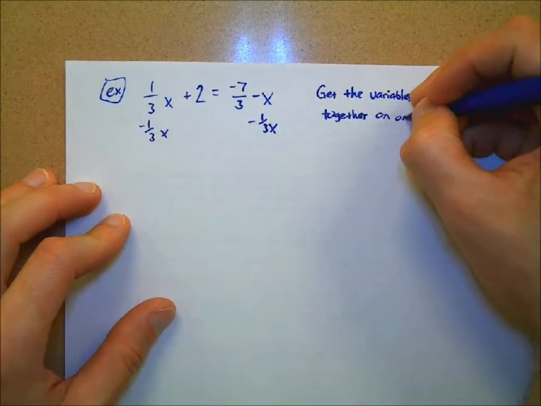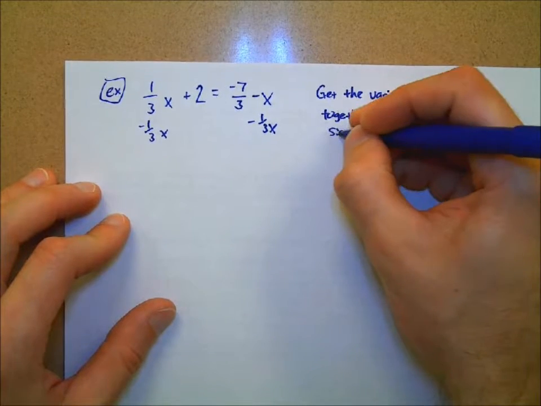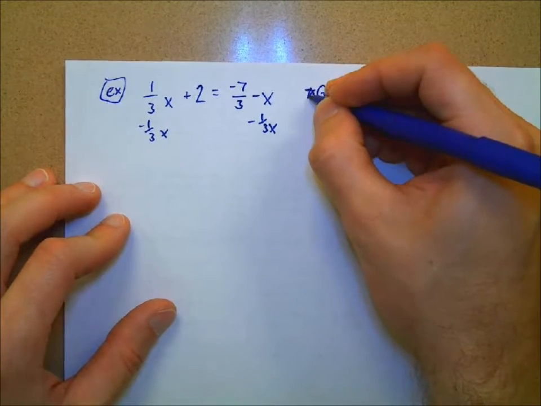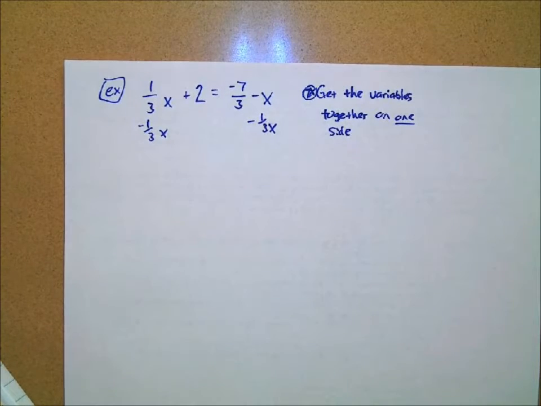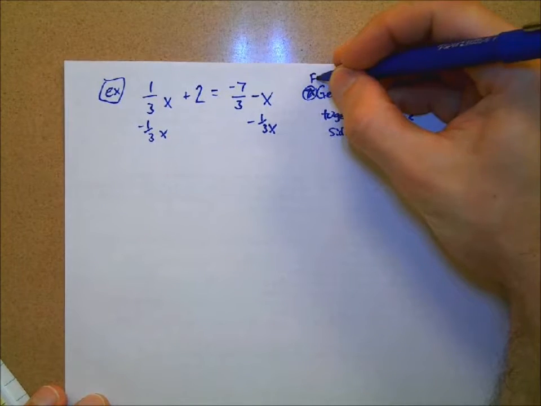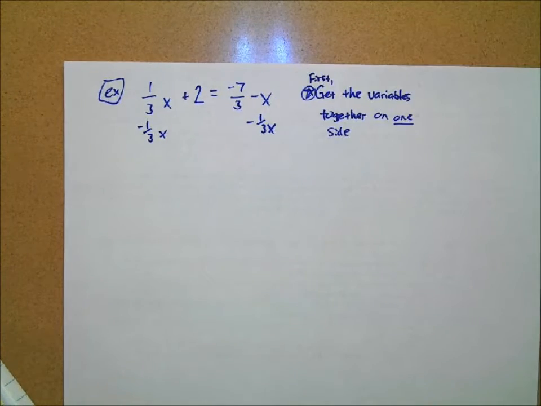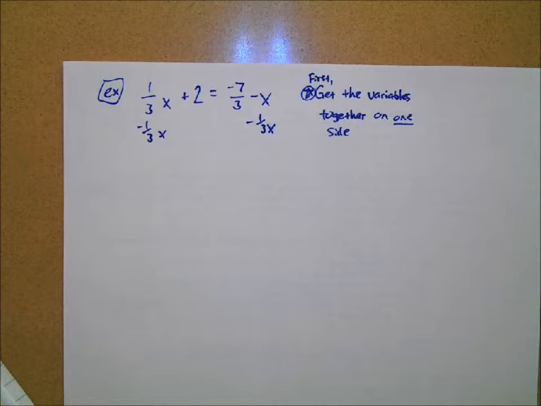On one side. Okay? That's my suggestion to you first. We already checked for like terms, so that's really the very first step, but there are no like terms here to worry about. Now we're going to get the variables together.